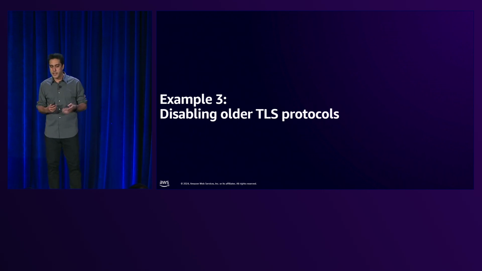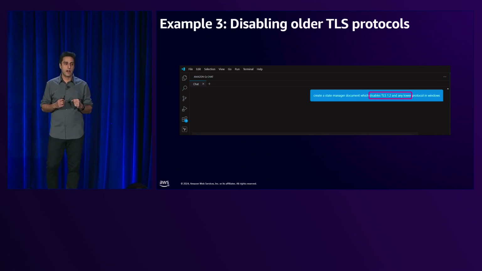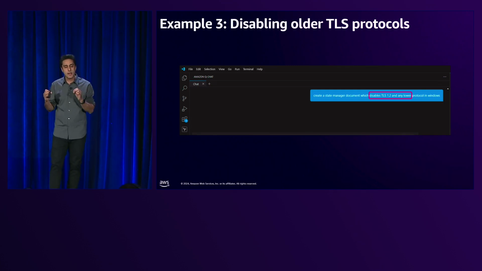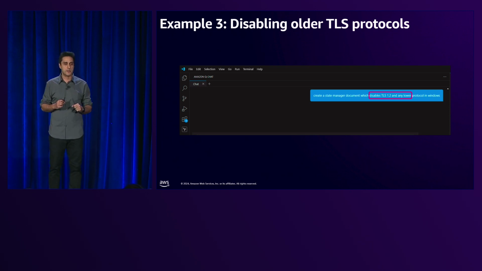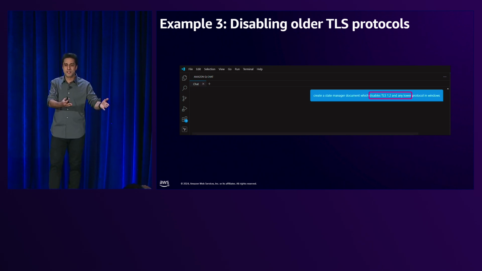So in this case, what I'm doing is asking Amazon Q Developer to create a State Manager document for me that disables TLS 1.2 and any lower protocol in Windows. Notice I put it by mistake on purpose. I put "and" in there, because if it disables TLS 1.2, then many of my systems may not work. So let's see what Amazon Q responds with.